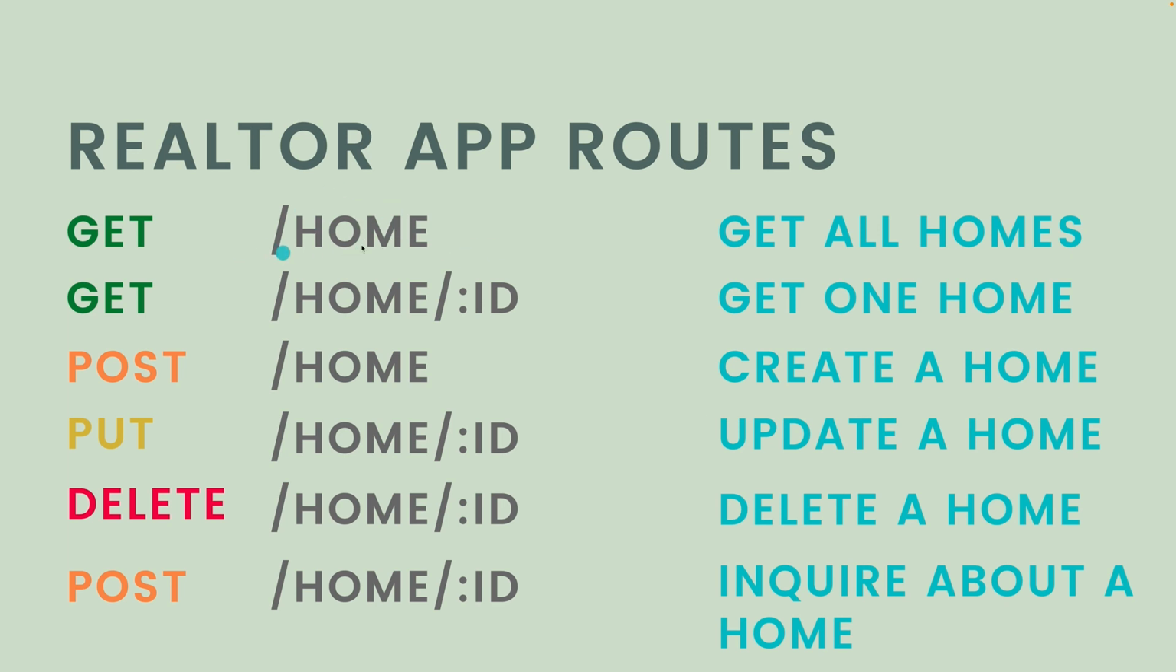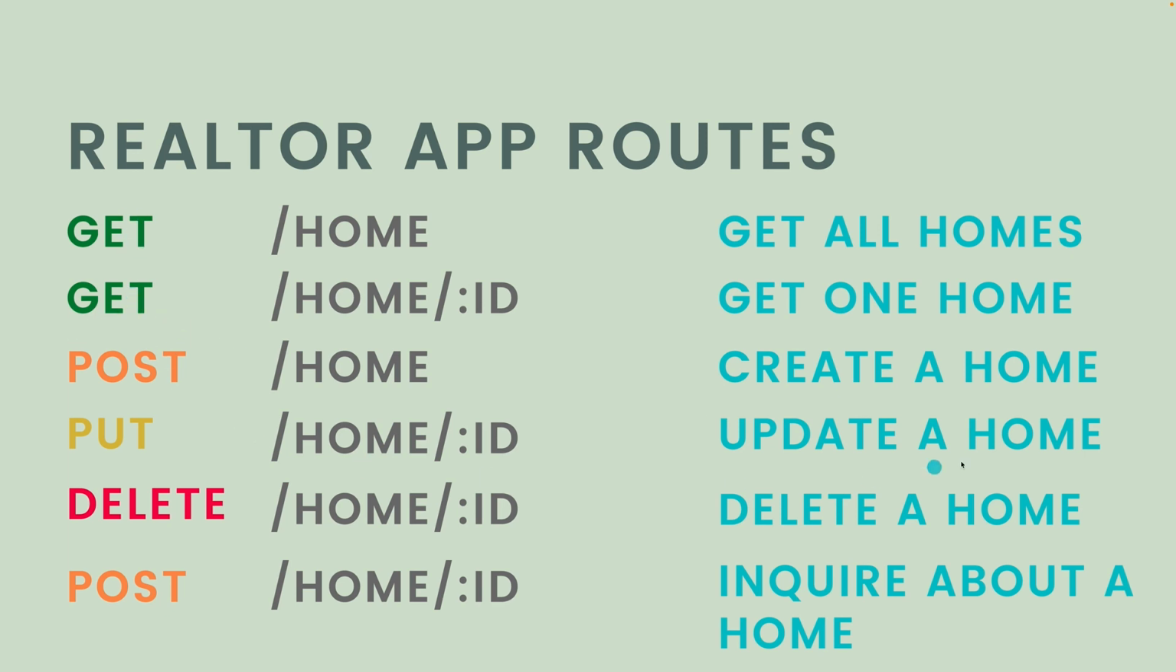And so our client, if it needs to get all the homes, is going to make this request. You can also make another request to another endpoint if you want to get just one specific home. This is going to be slash home slash the ID of the home. If we want to create a home, we could also make a request to slash home, but this time we're going to change the verb to post. So typically, if you want to create something, the verb is post. If you want to get something, the verb is get.